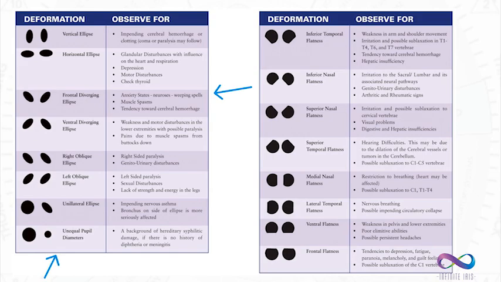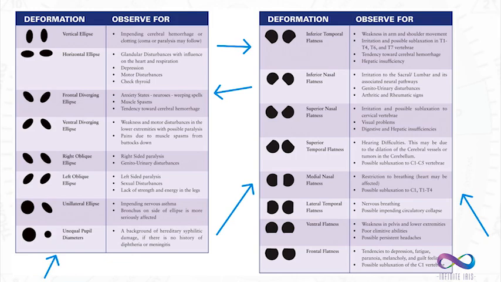Now we're going to discuss pupil flattenings. If the pupil flattens, and that's these on this side of the chart, an inferior temporal flatness means weakness in the arm and shoulder movement, irritations and possible subluxations in T1, T4, T6, and T7. Those are the thoracic vertebrae in the middle of the spine. There is a tendency towards cerebral hemorrhage or hepatic, which means liver insufficiency.